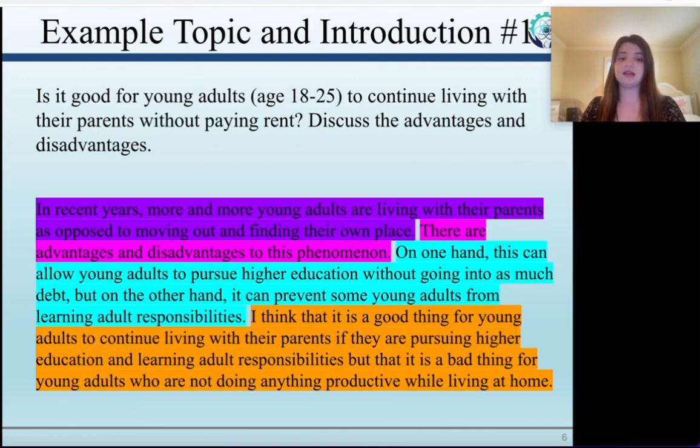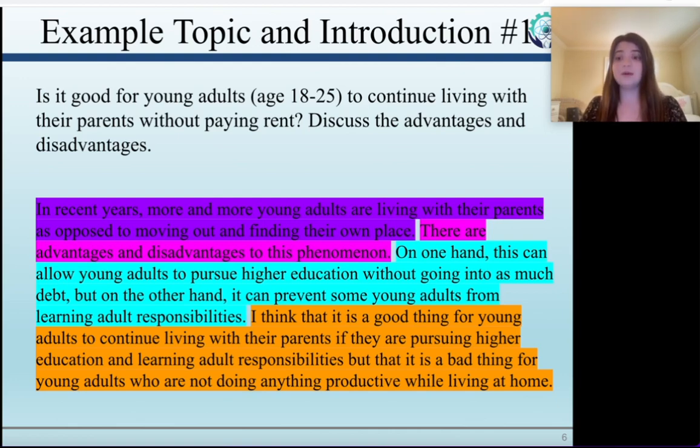So we're going to go into more detail and discuss why that is the case, right? Why is it the case that a young adult who lives at home has better access to higher education than a young adult who doesn't? And then for our second body paragraph, we'll go over the second reason, which is that living at home can prevent some young adults from learning adult responsibilities. Well, why is that the case? Why would that be the case sometimes? We have to discuss that.